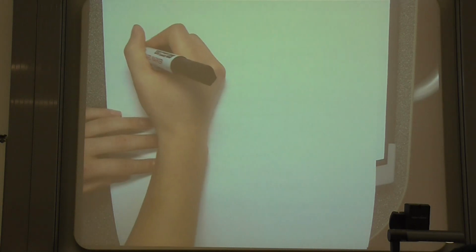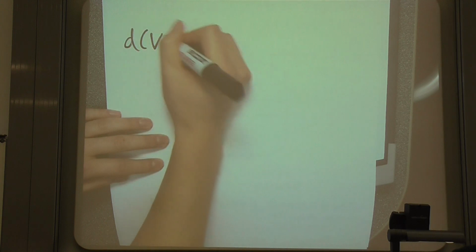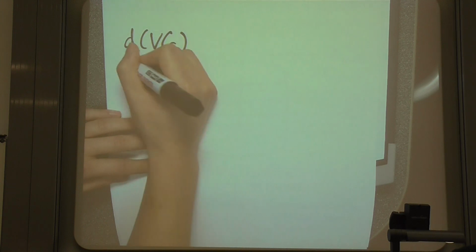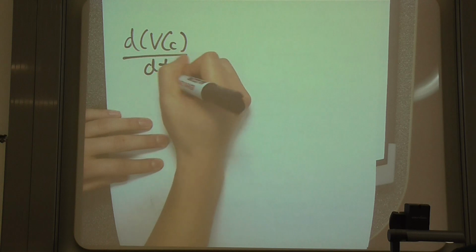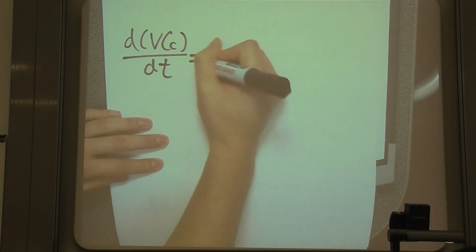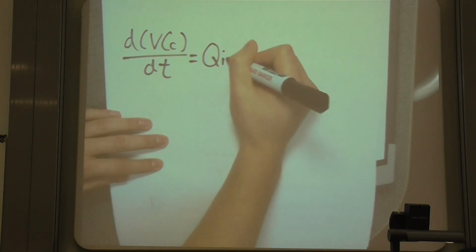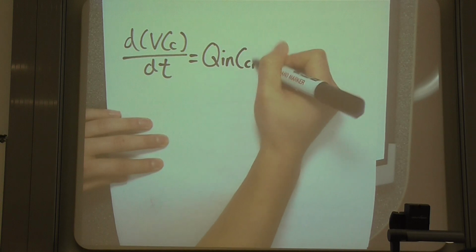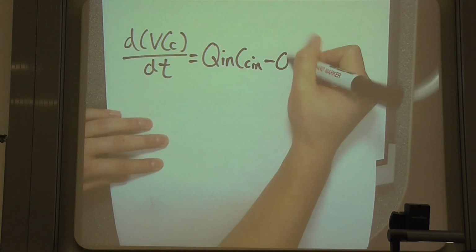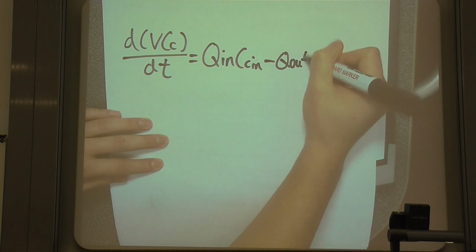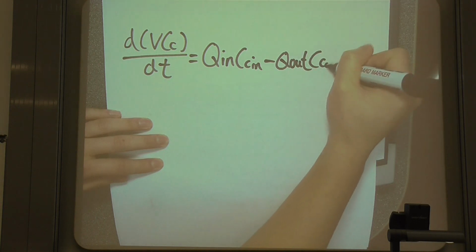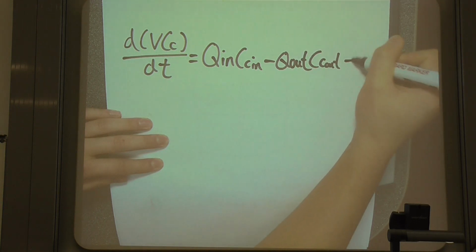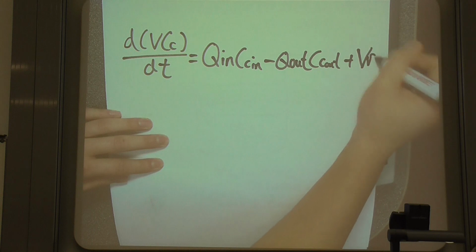So the rate of accumulation can be expressed by the change in mass of cells in the vessel, change being change in unit time, which is equal to the rate of input, minus the output, plus the growth.